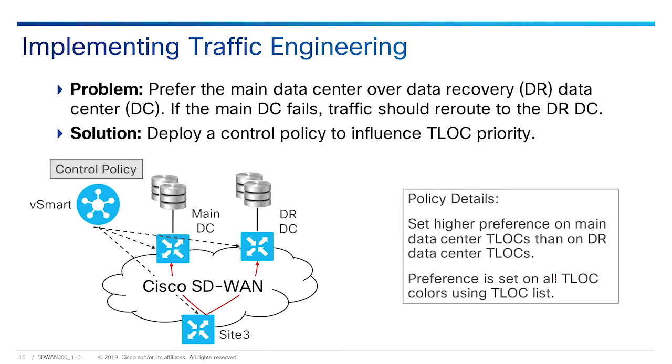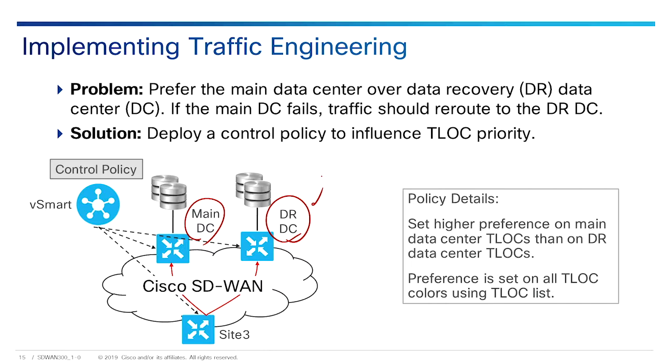So in this example, the goal is to prefer one data center over another. You'll notice that we have two data centers, a main and a disaster recovery data center. We want to prefer the main data center over the disaster recovery data center. From a routing perspective, a data center is going to be behind one or more TLOCs. The TLOC is the system IP of the corresponding vEdge, as we've mentioned, plus a color that defines the interface to use. We're omitting some details here, but you'll get the idea.